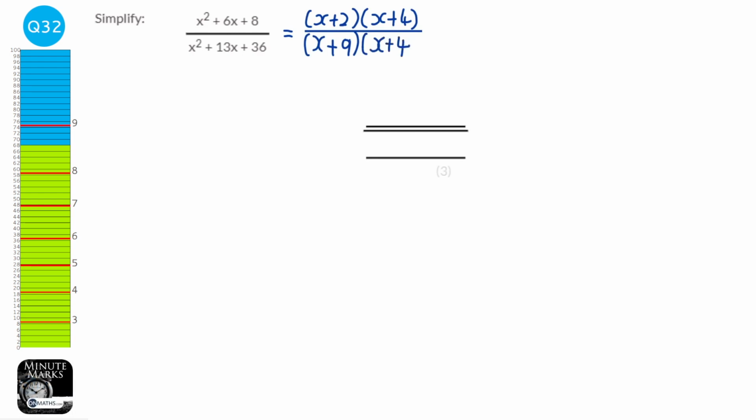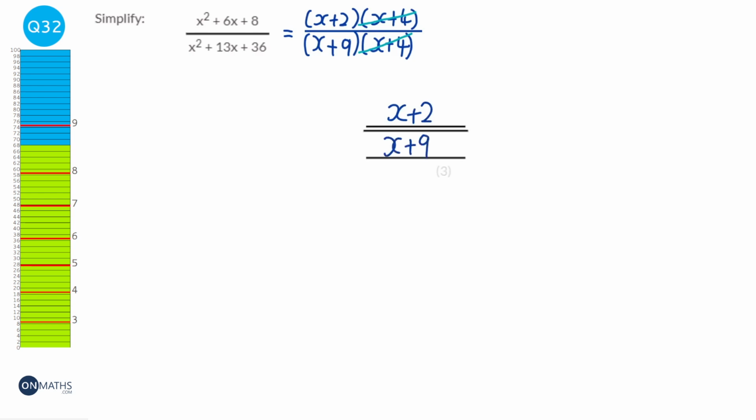Now it's not a coincidence that we also have an x plus 4 at the bottom, because that is the factor which we're going to divide top and bottom by. So we're going to divide top and bottom by the x plus 4, and that will get rid of the x plus 4 at the top and the x plus 4 at the bottom. It actually won't get rid of it, it will just turn it into 1, but x plus 2 times 1 at the top is just x plus 2, and x plus 9 times 1 at the bottom is just x plus 9.